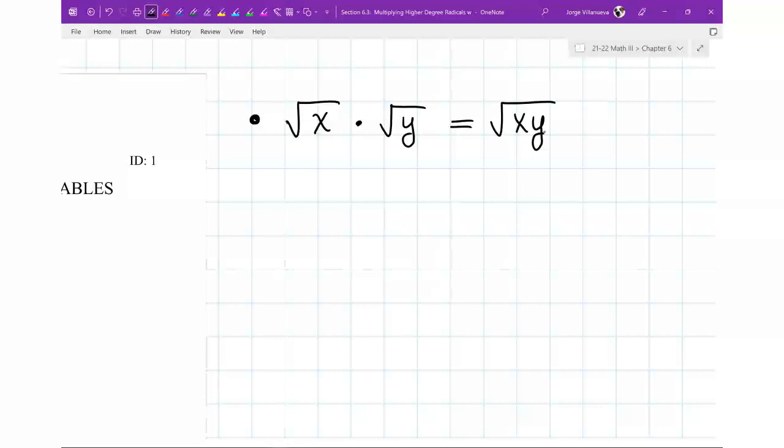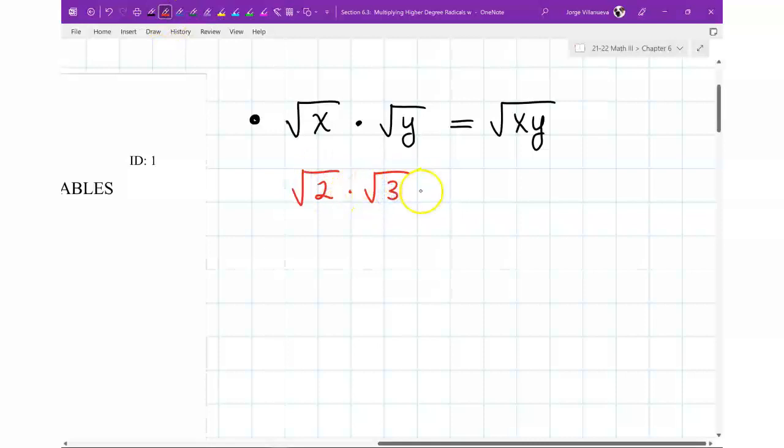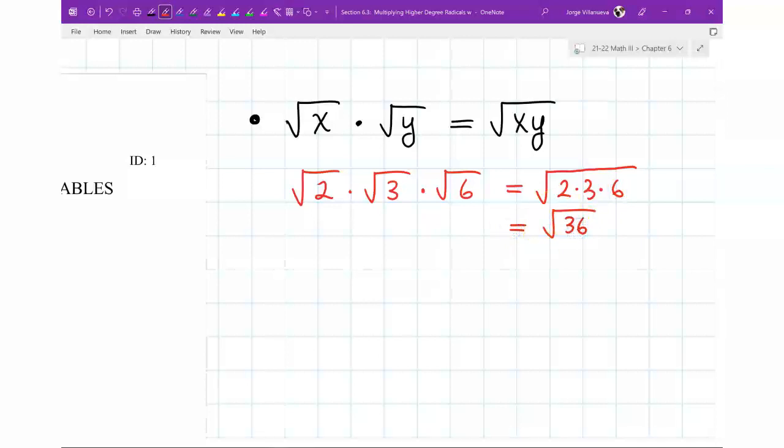So, for example, if you had radical 2 times radical 3 times radical 6, all you have to do is multiply it all. So it's going to be square root of, I'm just going to show the step, 2 times 3 times 6, which is the square root of 36, right? Because 2 times 3 is 6, and 6 times 6 is 36, and the square root of 36 is 6. So that's how these problems are done. Now, sometimes you'll get variables, and you can combine the variables too. But it's basically just multiply things out.